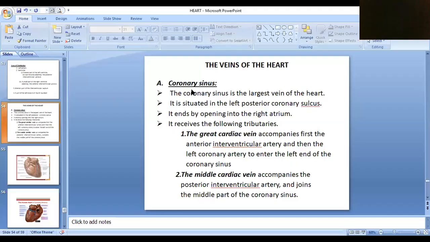So we were discussing the coronary sinus. We were discussing the tributaries of the coronary sinus. So the first one is the great cardiac vein.